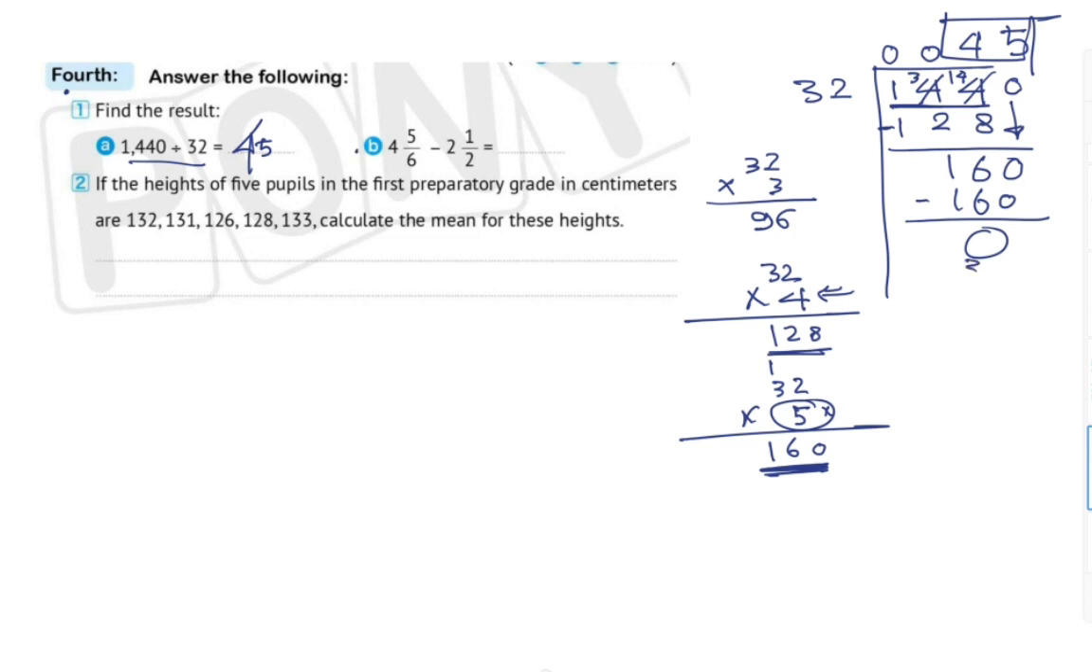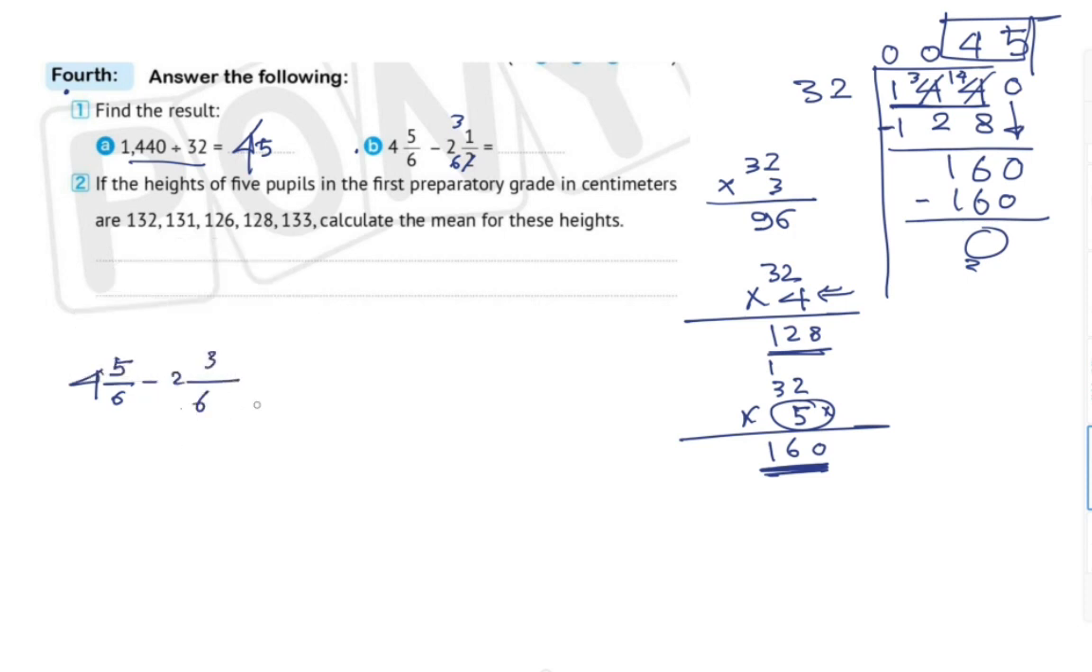Point B. 4 and 5 over 6 minus 2 and a half. Okay, if you subtract 4 minus 2 equals 2, that's okay. But 5 over 6 minus half equals what? You don't know. But start with me. 6 and 2, I can make this 2 as 6. 2 times 3, 1 times 3 equals 3. So this equation becomes like this.